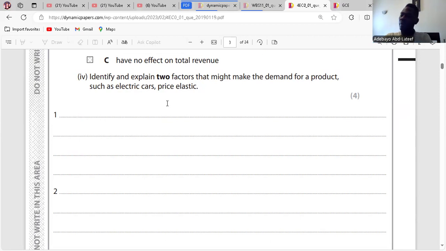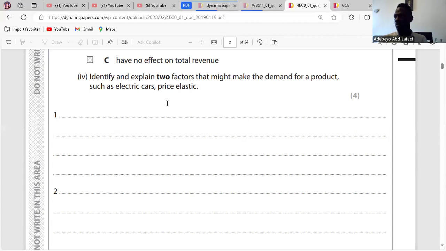So for electric cars to be price elastic, what does that simply imply? Identify and explain two factors that might make the demand for a product such as electric cars price elastic. So if the demand for a product is price elastic, what would have caused it?